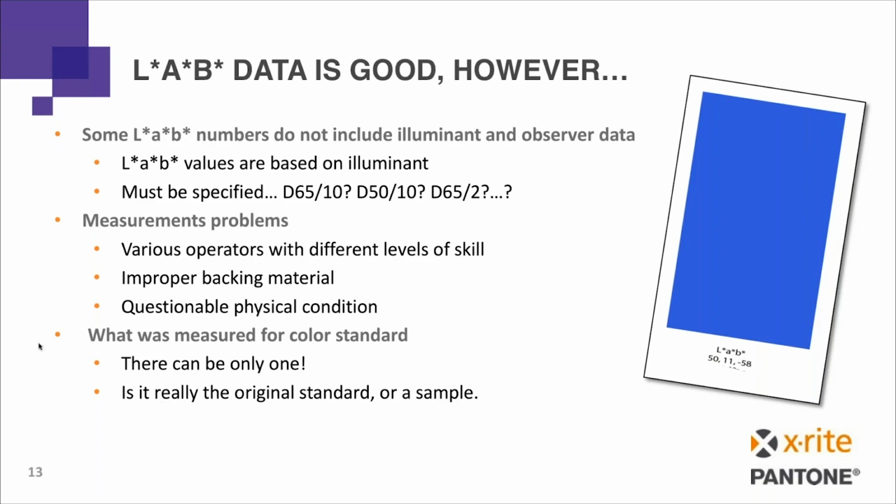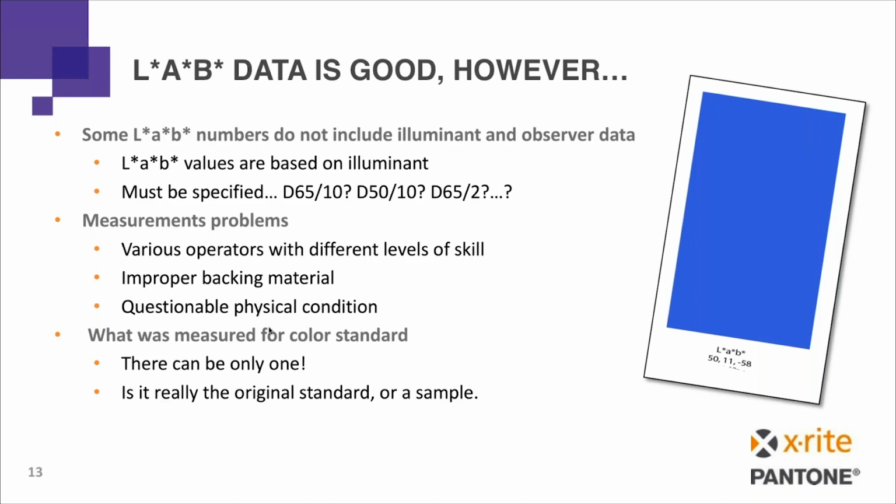For one thing, some of the LAB numbers that are distributed don't actually include all the information, like the illuminant or the illuminant observer data. These are standard ways to describe the way we view the color, which is a little beyond the scope of this session, but be aware there are a number of ways out there. In some industries, they'll use D65 10 degree, or D50 10 degree, or D65 2 degree, or D50 2 degree, which is actually what we use in our print industry. And you may find colors specified in ways that don't align with what we do in the print industry, or they don't even include that information.